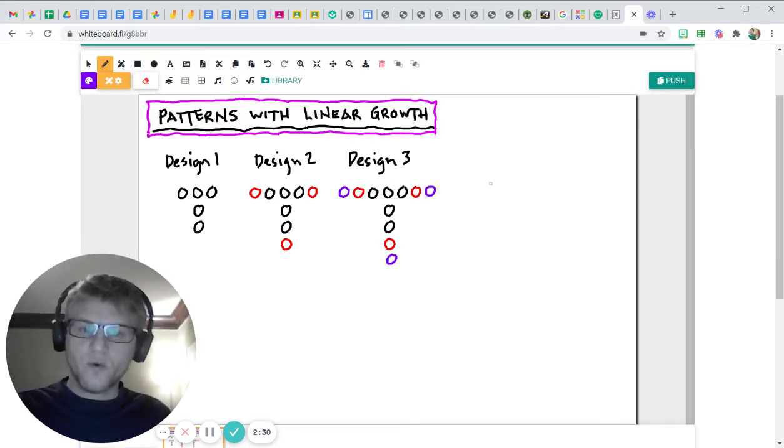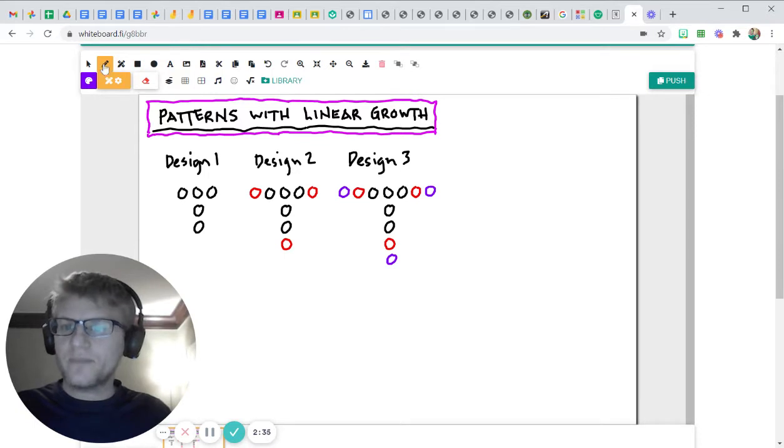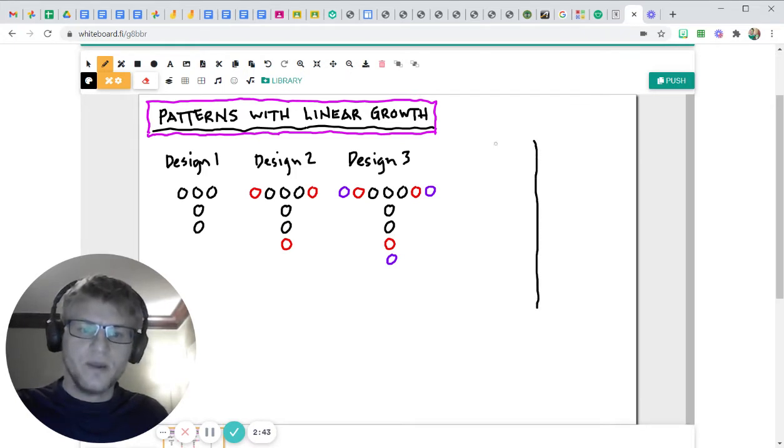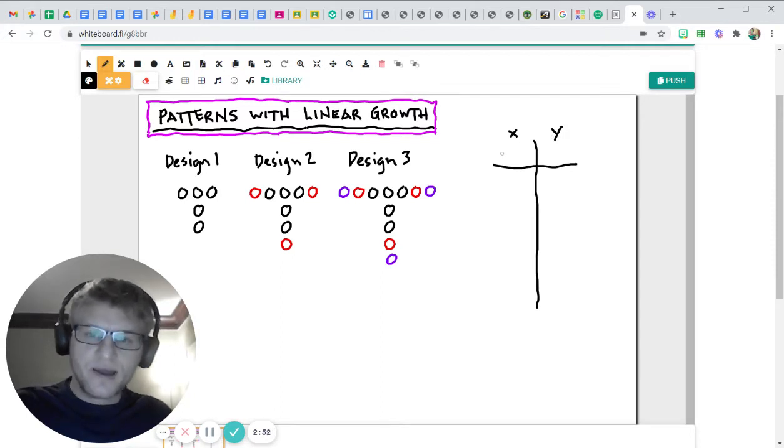Now we record the data, and that's where we use a table. We've done tables before, but tables help us to keep organized. So what we're going to do here is draw a vertical table. On one side, my x side, we have an x variable and a y variable, and this is like points that you're going to graph. And on this side, we're going to say design number.